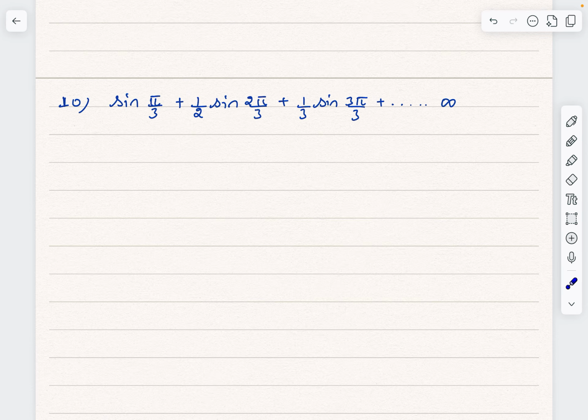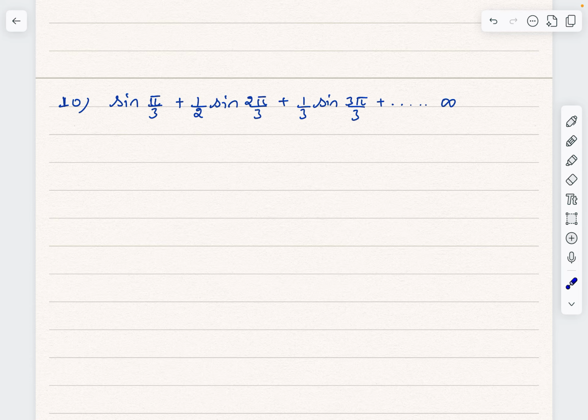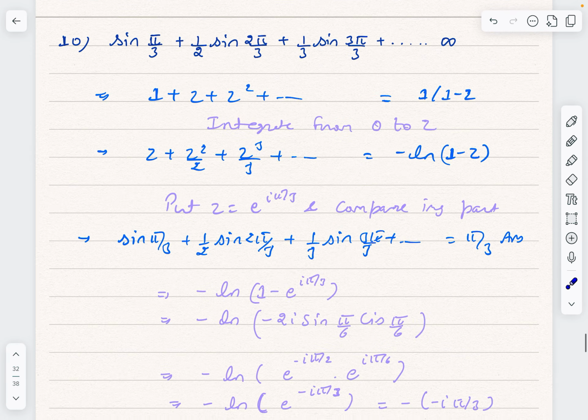Sine pi by 3 plus 1 by 2 sine 2 pi by 3 plus 1 by 3 sine 3 pi by 3 up to infinity. So we have this series problem. We'll see how we solve this with the help of complex numbers. You can give it a try, guys. Let us start the discussion. The answer for this is pi by 3. See how.